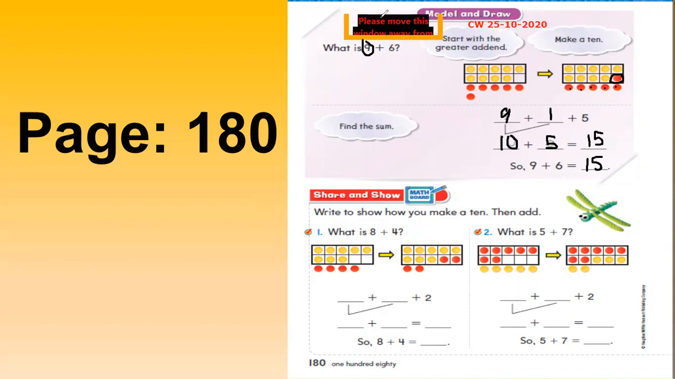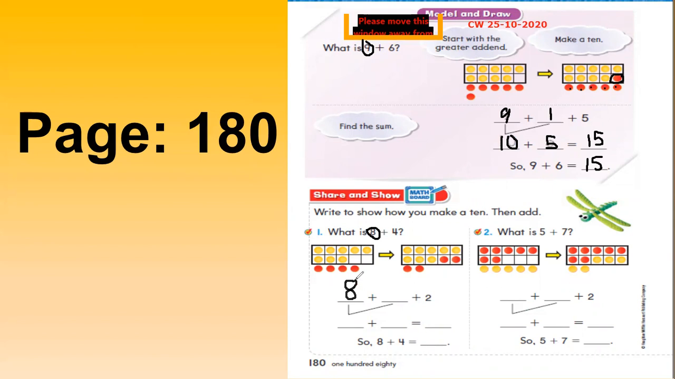8 or 4? Yes, Eileen. Very good. I got the answer from Eileen. Who else can give me the answer? Very good, Livia. Excellent, Miral. Very good, Lamar. So we get the greater addend we have is 8.